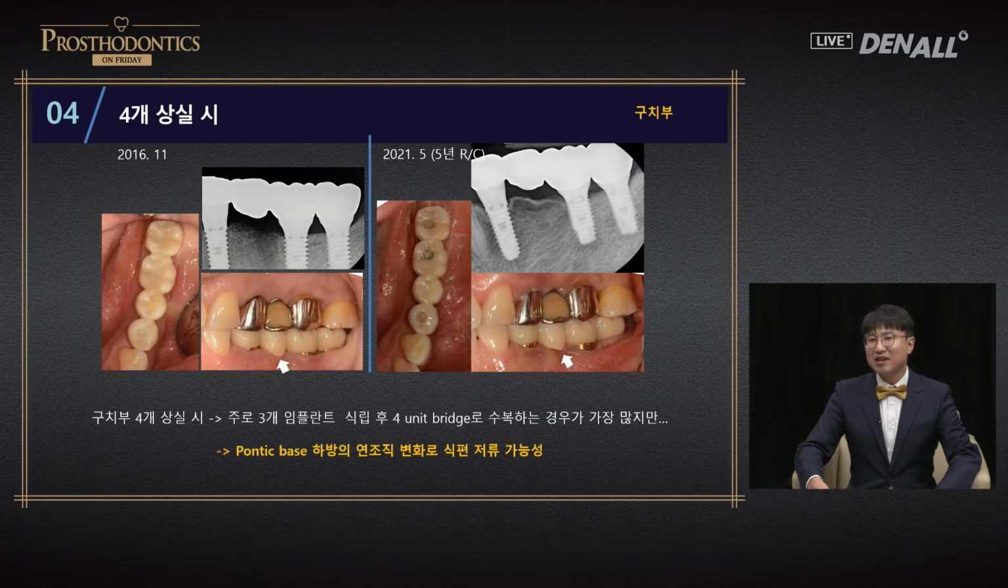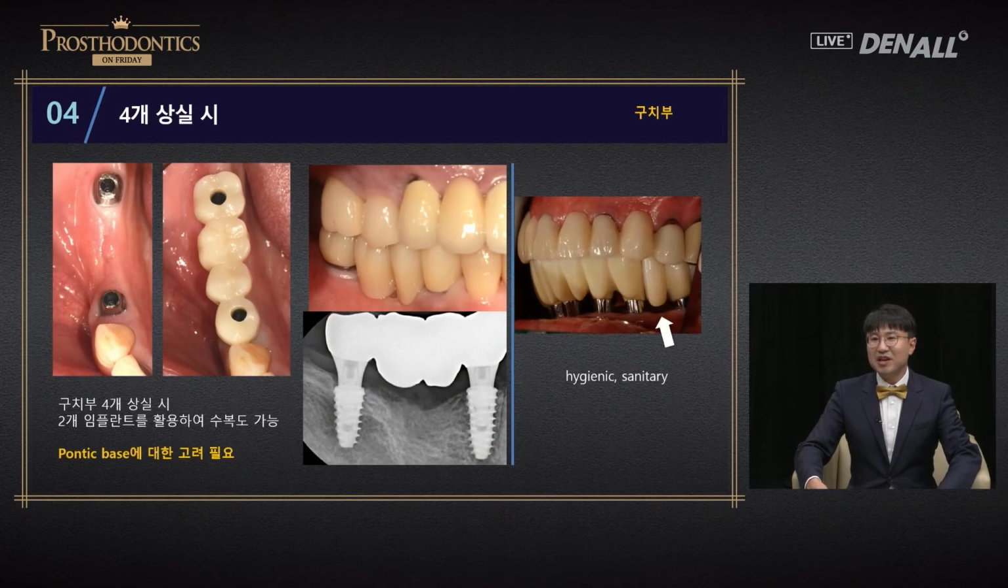At first, it may be okay, but if you look at the cases with over 5 years, the soft tissue below the pontic base inevitably becomes resorbed. This is a very difficult problem and definitely something to think about. Placing 2 implants in a posterior 4 missing case is mechanically possible. However, you need to consider a hygienic type if cleansing is difficult and if there's a lot of bone loss, as shown on the right.